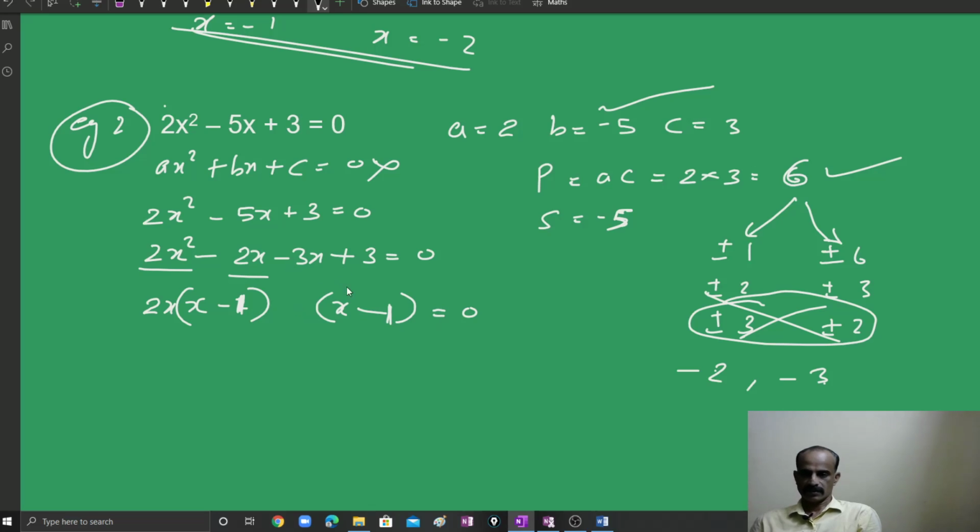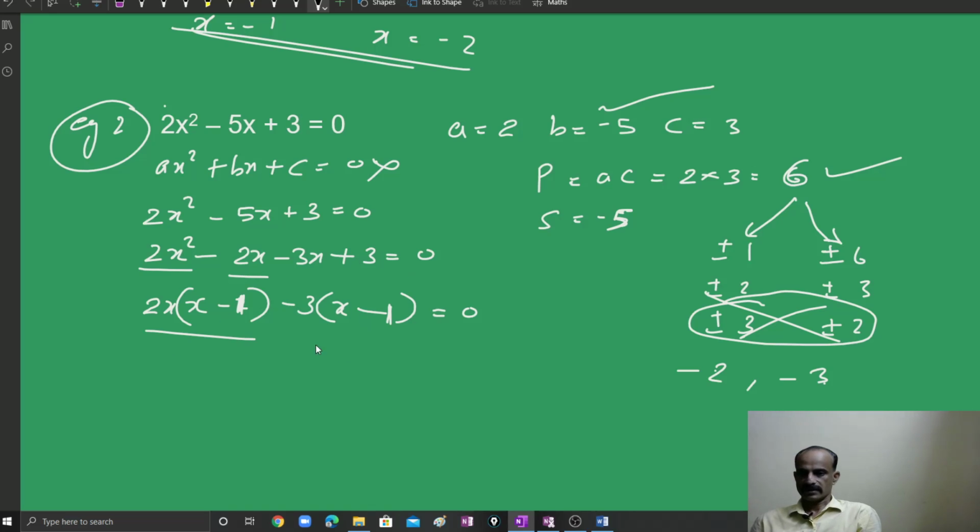Then I think back, what should be taken outside so that I will get x minus 1 over here? Here +3, here -3. I will take -3 outside. Then check back: -3 into x, -3x, -3 into -1, +3.